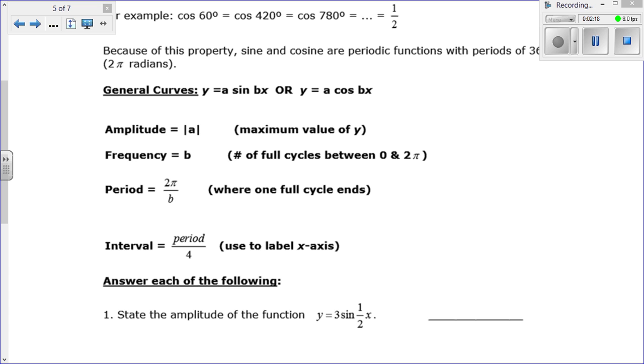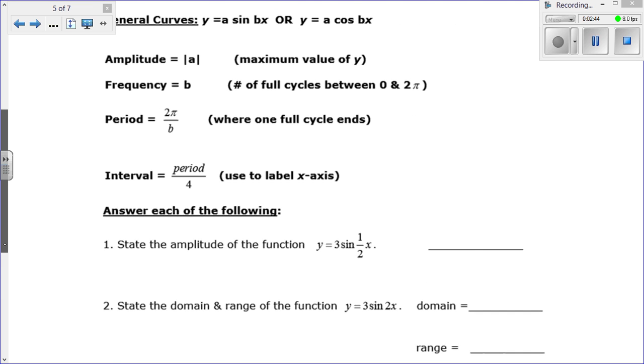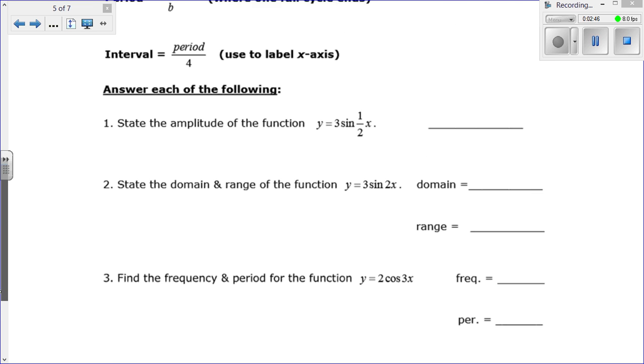So general curves are y equals a sine bx or y equals a cosine bx, where a is the amplitude, it's the absolute value of a, and that's your maximum value of y. Frequency is b, it's the number of full cycles between 0 and 2 pi. The period is 2 pi divided by b, and that's where one full cycle ends. And the interval is the period divided by 4, and we use this when we label our x-axis.